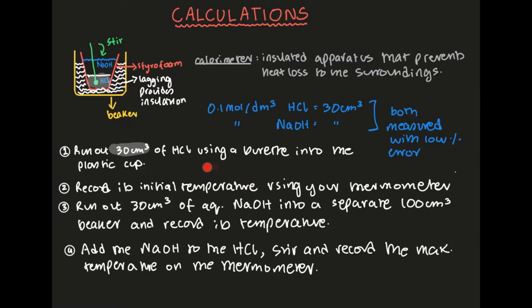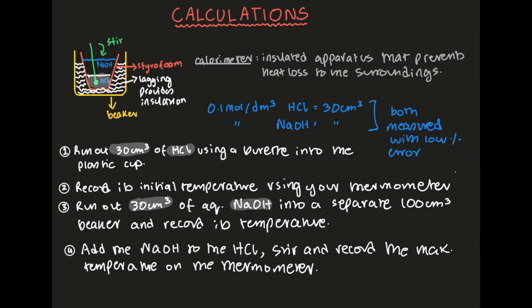So the temperature before you added any other reactants, the temperature before you carried out any other type of reaction, this is going to be your initial temperature of the HCl. The next step is going to be to run out 30 cm³ of aqueous NaOH into a separate 100 cm³ beaker, and you're going to record a temperature for that. So you're going to have two beakers. One of them is going to have the HCl and the other is going to have the NaOH. And the temperature for both of these is going to be recorded.